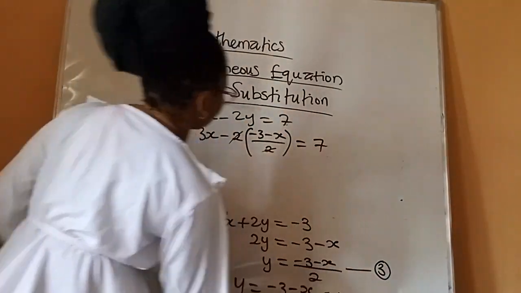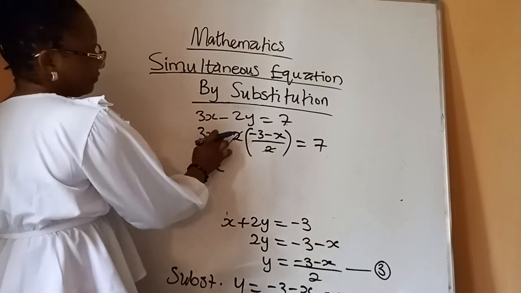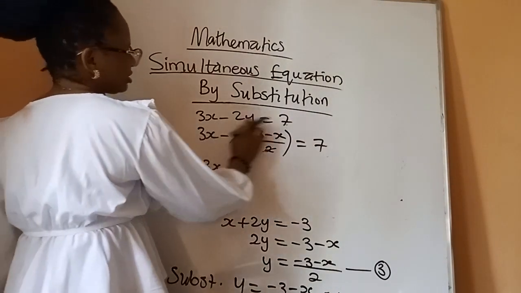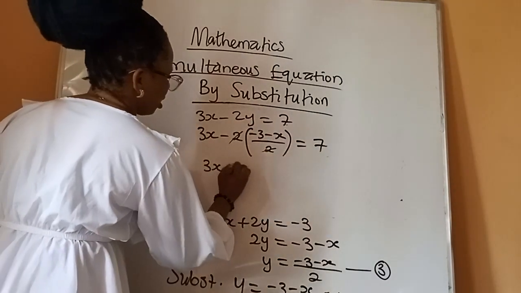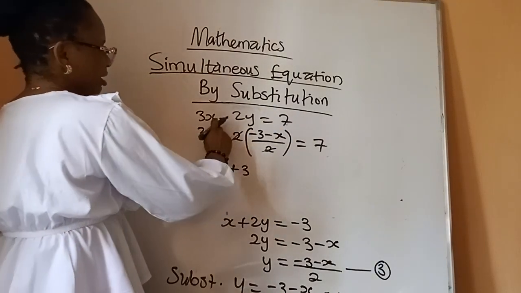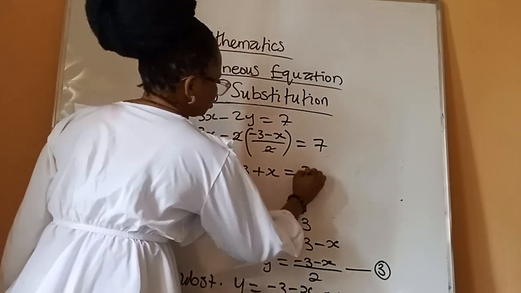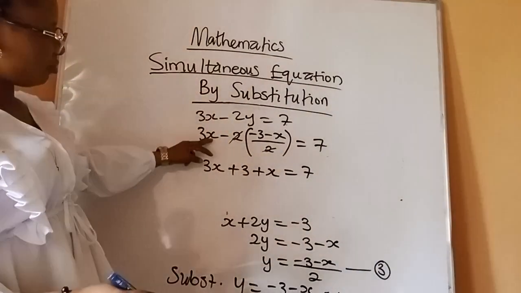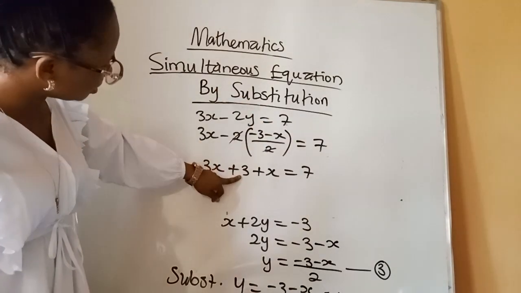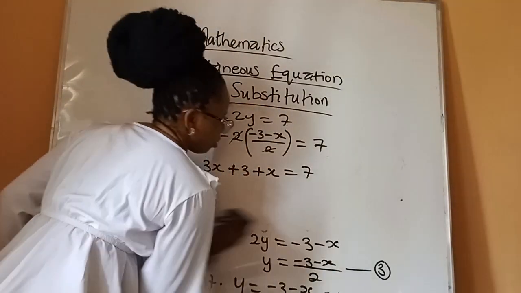When that is done, we will have 3x. This negative one that is left had to expand this equation. When we expand this bracket, we will have plus 3. That's negative 1 times negative 3 is plus 3. Negative 1 times negative x is plus x equal to 7. That's what we have. What we are seeing, 3x. This multiplies this to give us positive 3. This also multiplies this to give us a positive x. Okay, we go on from there.